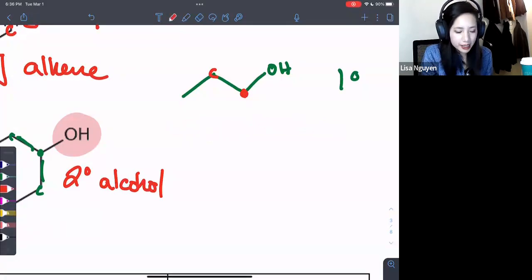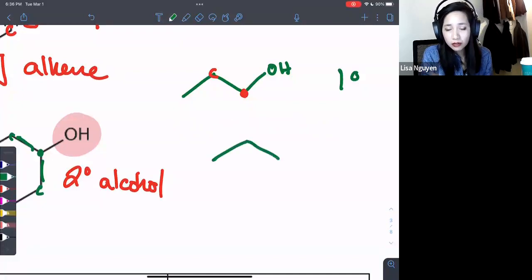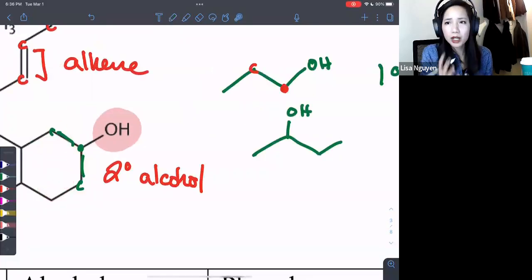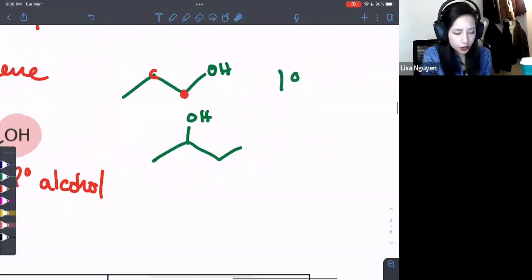So that's primary. Secondary will be in the middle of a molecule, so it'll look like this. Just like the one we drew over here, but it just so happens to be in a ring. This one is also a secondary alcohol, because the carbon the OH is attached to is attached to 2 other carbon atoms.